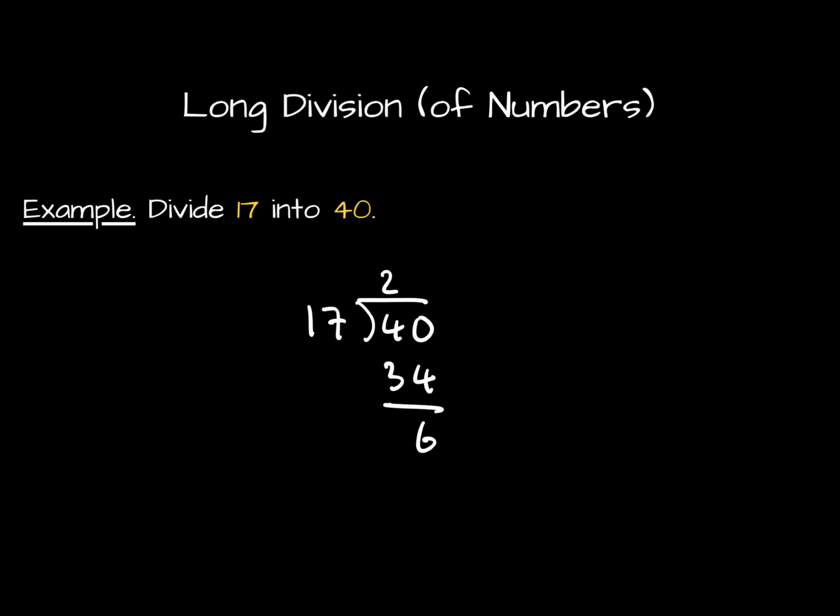And what we can now conclude, based on this long division, is that 40 divided by 17 is equal to 2 plus a remainder of 6/17. And we have now rewritten the fraction 40 over 17 as a whole number plus a fraction whose numerator is smaller than the denominator.